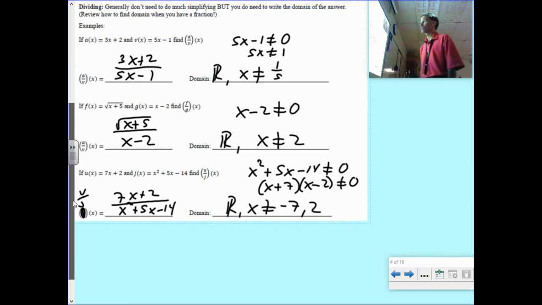Okay, so those are your basic operations. Tomorrow we're going to get into compositions, which is the 5th operation we can do with functions. And then we'll start getting into inverses and all those kind of fun things.